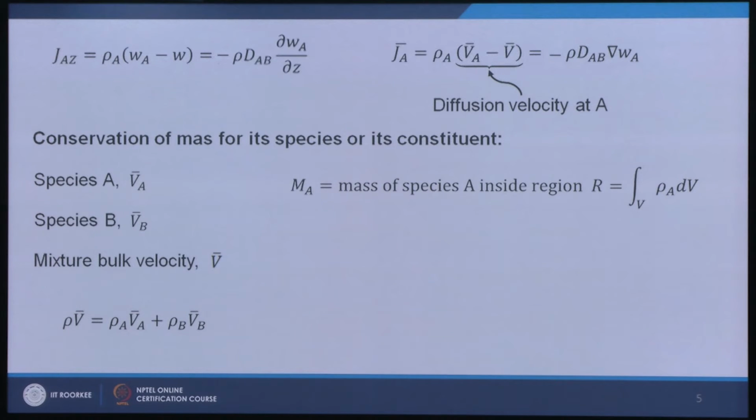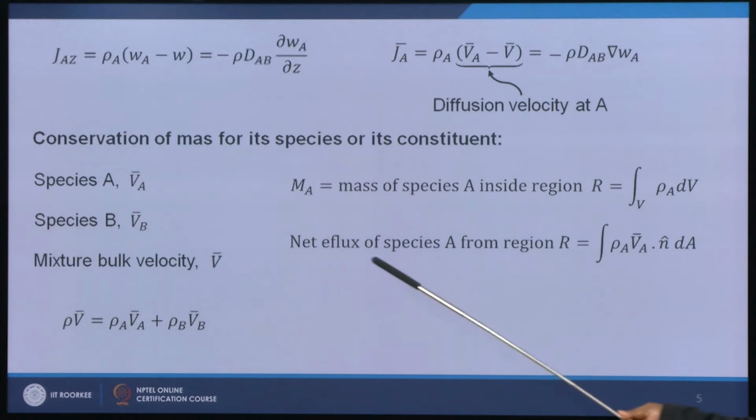If you proceed further and try to have a balance of mass transfer, then let us find the mass of species A inside a region R. We need to integrate over the whole region R. The volume of the region is V, and we are finding the integral of rho A dV, because we know rho times V is the mass. We are doing that for this arbitrary region R having volume V. So, this is the mass of species A inside region R.